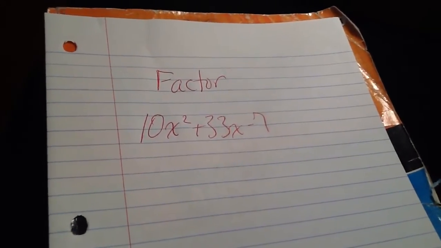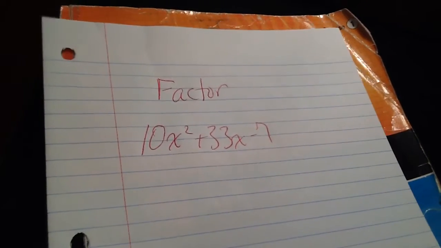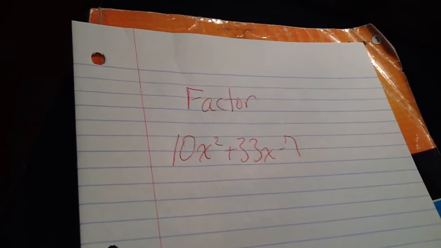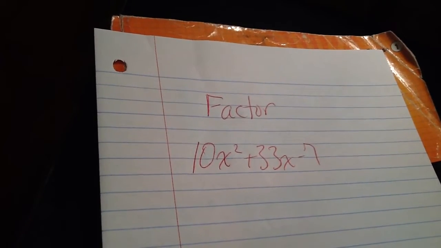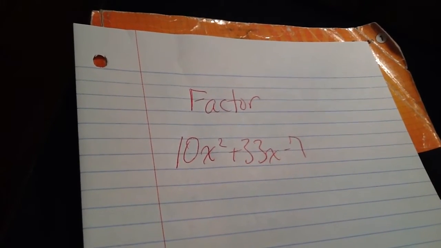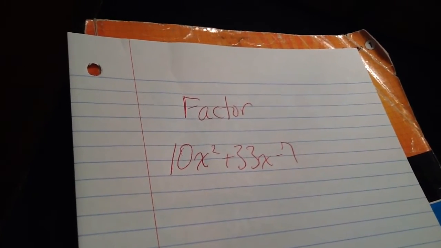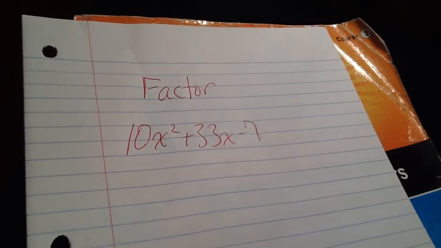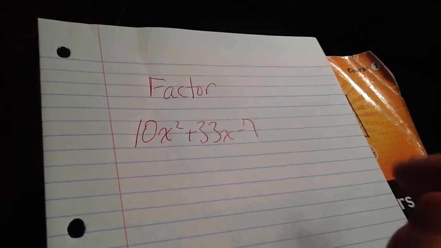Okay, so what we're going to do is factor 10x squared plus 33x minus 7. There are several different ways that we can do this. Sometimes you get lucky and get it on the first try. There's a guess and check method, which could take 5 minutes or could take an hour. So I've developed this over the years.